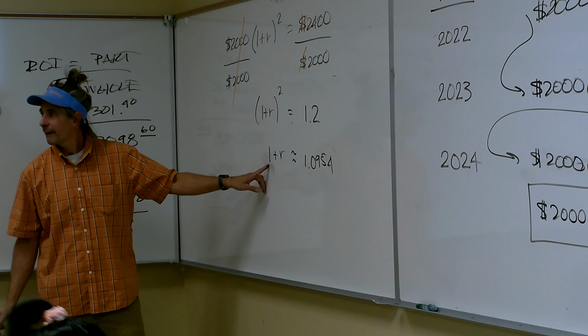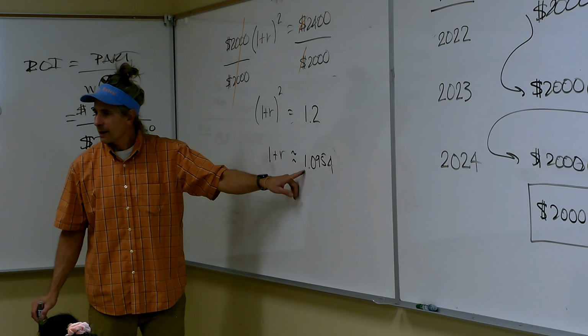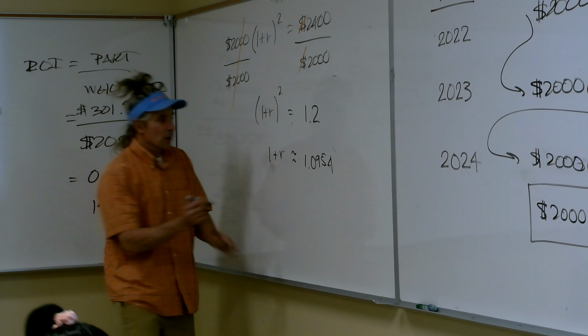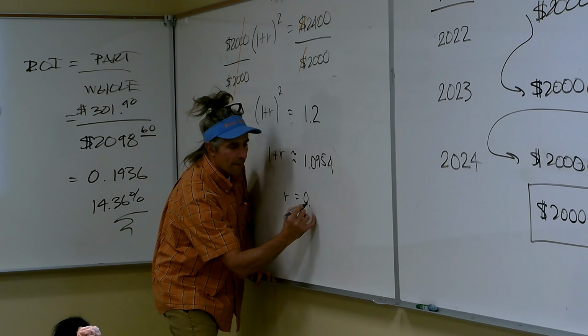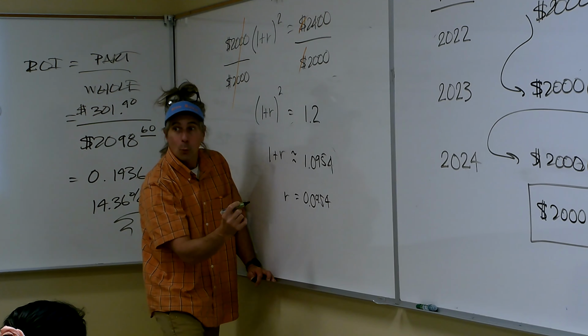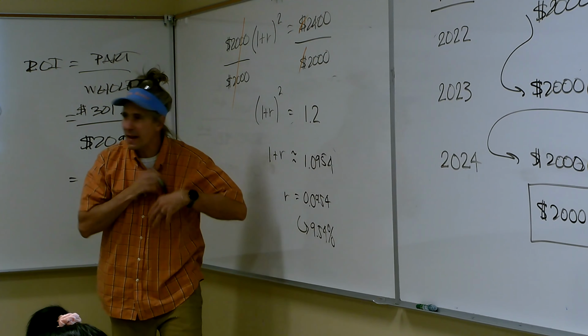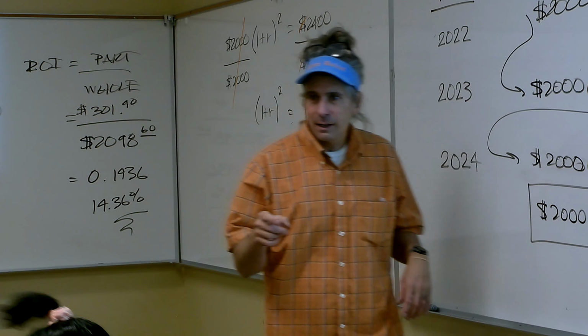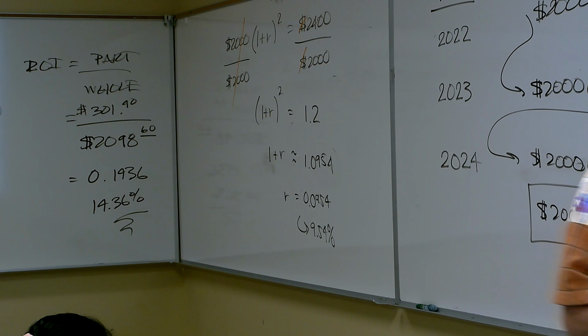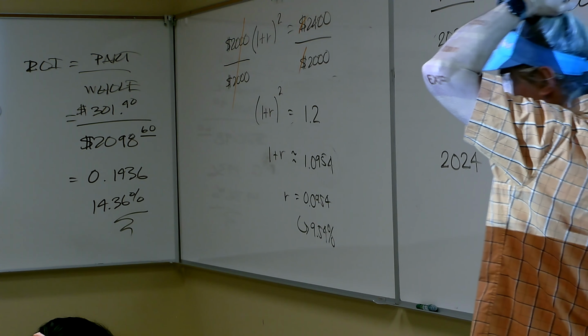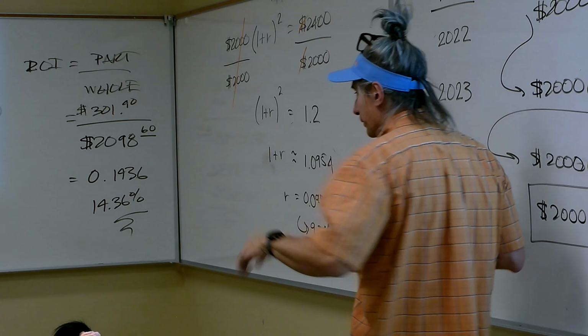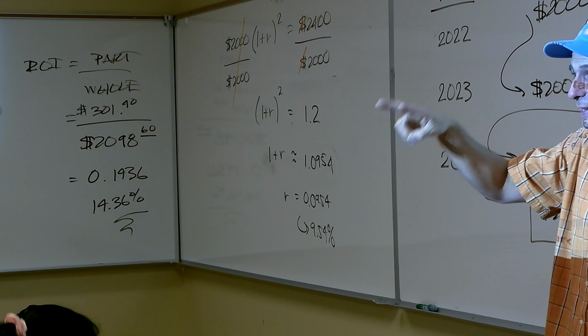See that 1 that's there? We can subtract it, get rid of it, or ignore it. So what, my friends, is the rate of inflation? 0.0954, which as a percent is 9.54%. So that means if we inflate it 9.54% from 2022 to 2023, and then inflate it again 9.54% from 2023 to 2024, we'll get to our $2,400. That's the 2-year rate of inflation.